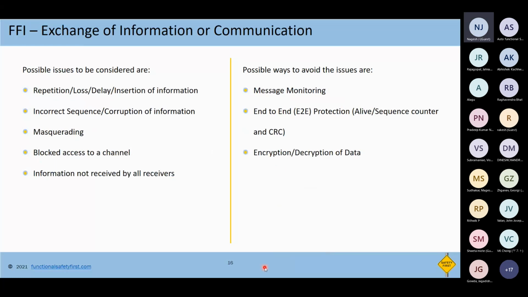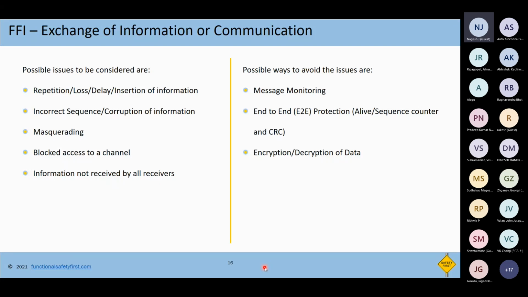Yeah, finally, the third aspect when it comes to freedom from interference is the exchange of information or communication. So here we are talking about having a sender and a receiver. So a sender and a receiver could be between ECUs, between microcontrollers, or between software components itself. So the potential issues that could happen is that a data could get repeated, a data could be lost, somebody could incorrectly insert an information, or the order in which the data is sent is not the order in which the data is received. So incorrect sequencing, corruption of information.